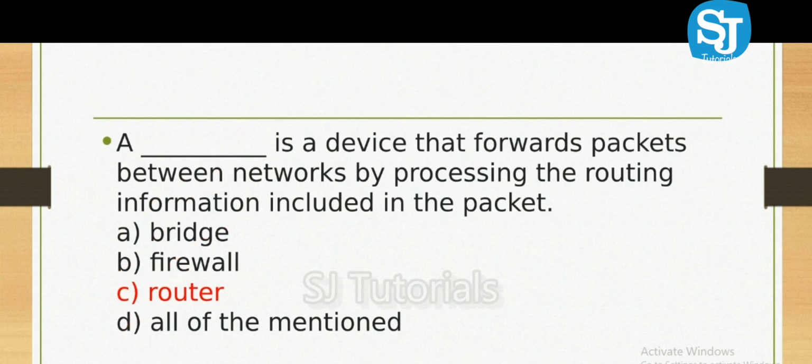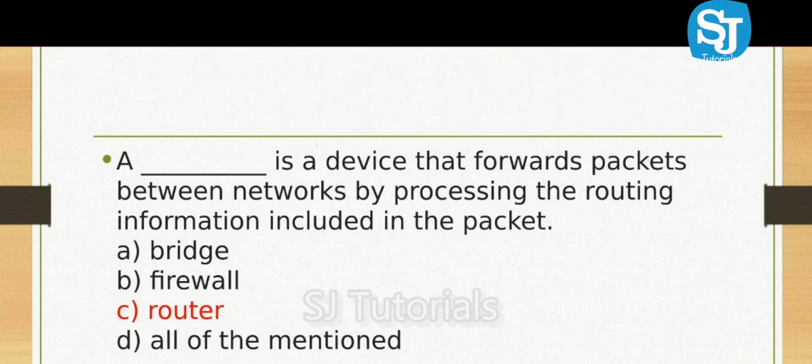A bridge is a device used in the physical layer. We already studied that. Then a firewall is a network security program, either hardware or software. Its main purpose is filtering data from the user to the main network or WAN, or from the WAN to the user. The filtering of data is provided by the firewall. But the next answer is router.